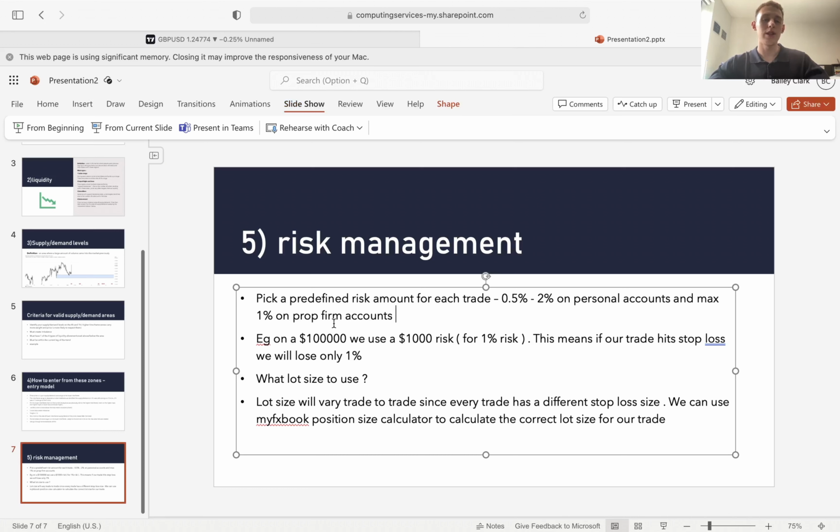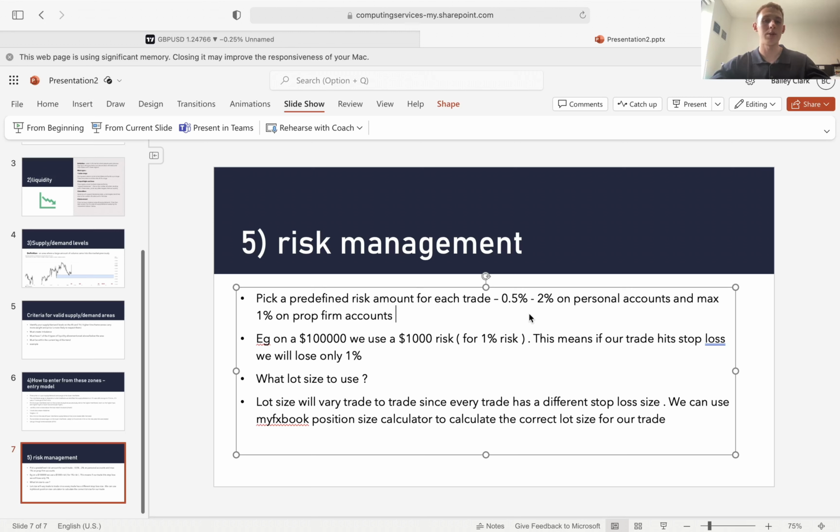So risk management is really the simplest aspect of any strategy, but so many people get it wrong. And all it really takes is to predefine the risk, and then every single trade, go to the MyFXBook position size calculator and put in the correct values, and then it will simply output that lot size for you. You then just put that into your MT4 account and place the trade.